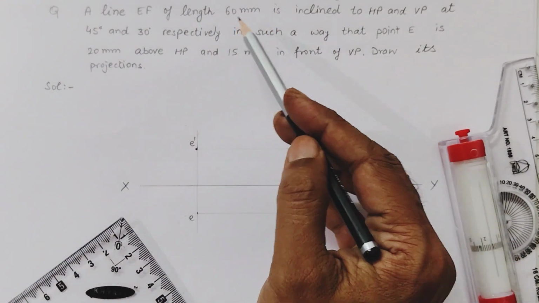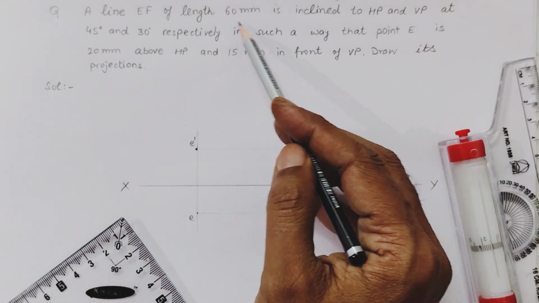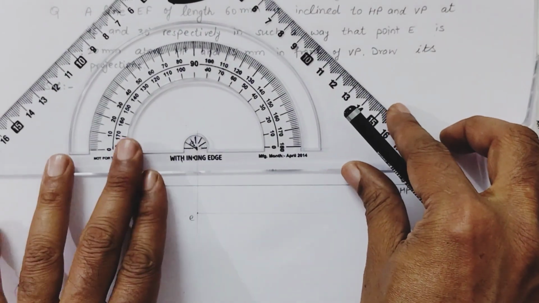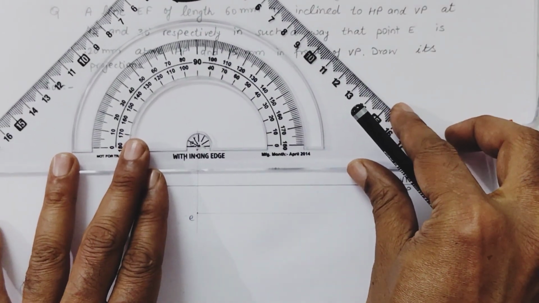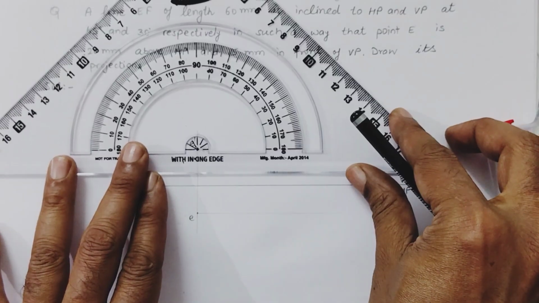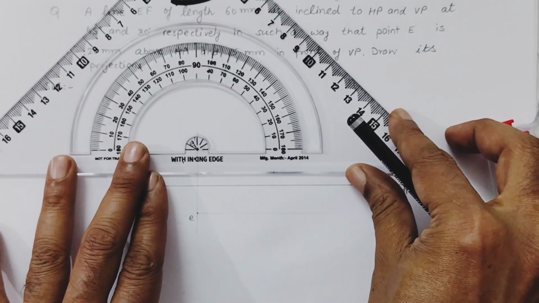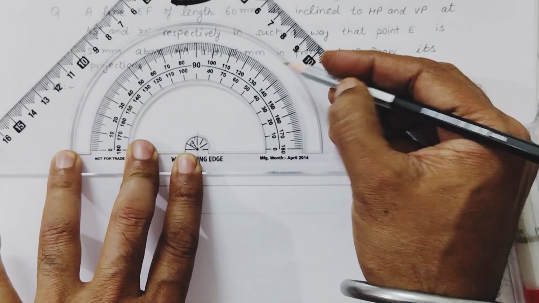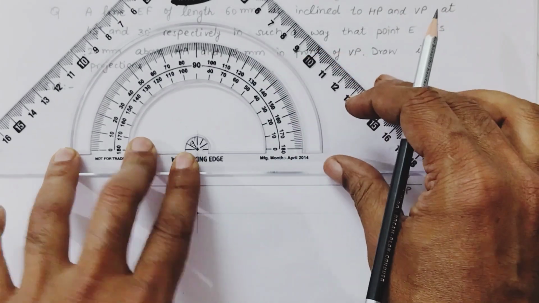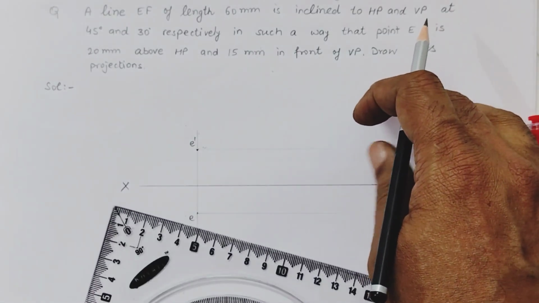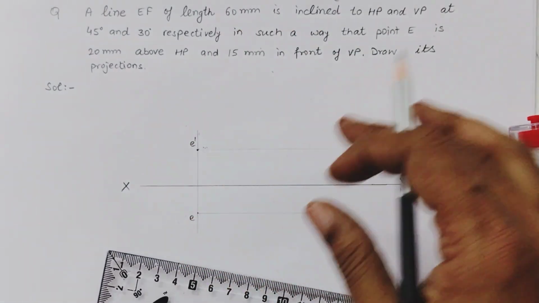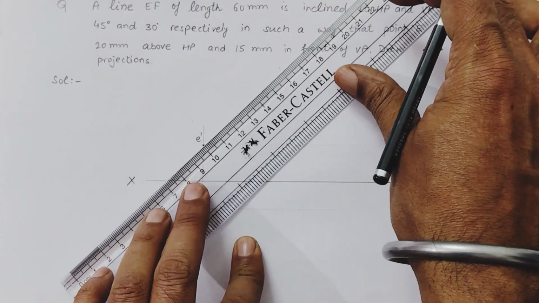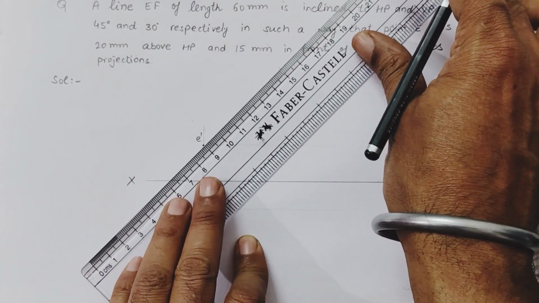a line at angle of 45 with HP of length 60. So we will mark a line at angle of 45 here, 45. Along this line cut a distance equal to 60 mm. So from here marking the distance 60.